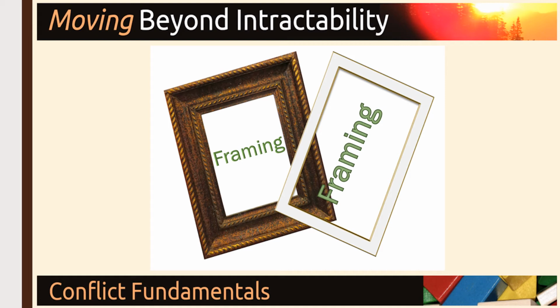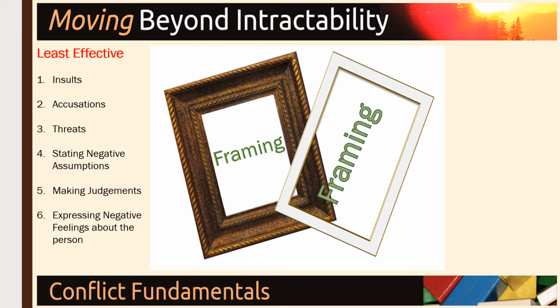Let me show you some of the least effective ways to start a difficult conversation when we're talking about this framing. These are the least effective ways. You could start with an insult. You are so arrogant. I just absolutely cannot stand you. You could start with an accusation. You're lying. You are a liar. You could start with threats. You're going to be sorry. You are absolutely going to be sorry for what you did.